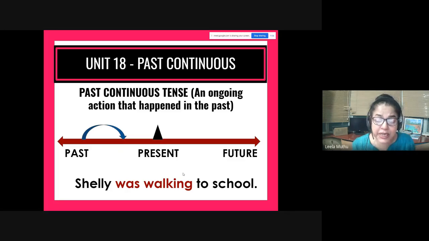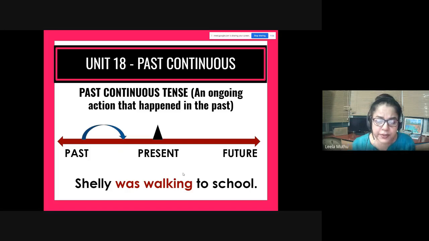Okay. So Shelley was walking to school many years ago. But she doesn't walk anymore to school. She takes the bus, for example. So it is an ongoing action happening in the past, but which is not happening anymore. But it was an ongoing thing. She was walking to school every day in the past, but not anymore.